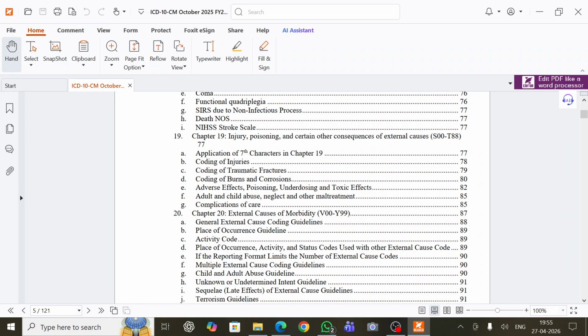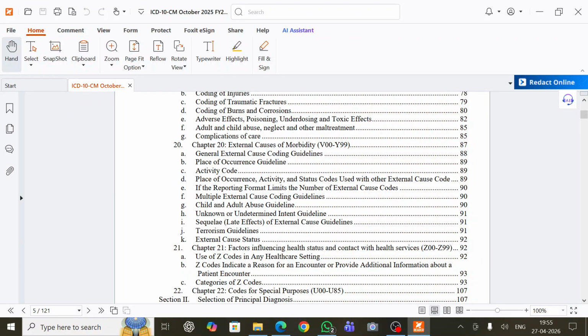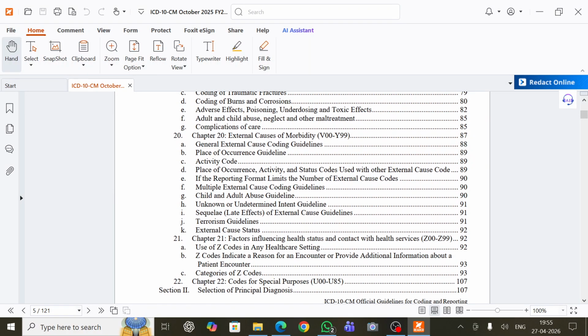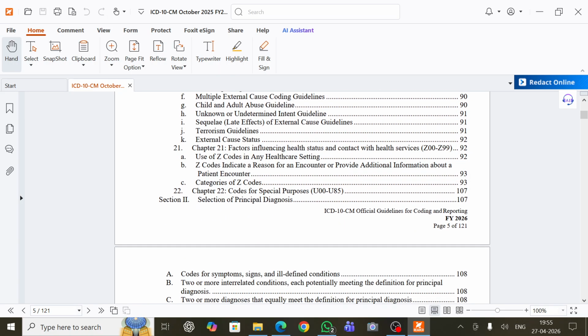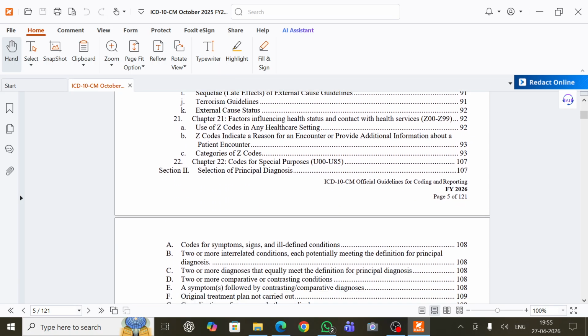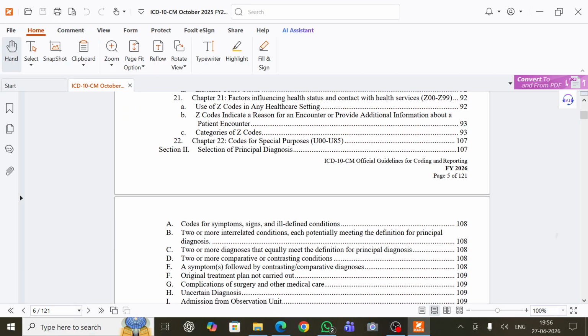Chapter 19, injury, poisoning and certain other consequences of external causes. Chapter 20, external causes of morbidity. Chapter 21, factors influencing health status and contact with health services. Z codes are also included in that. And Chapter 22 is a new chapter added in the ICD-10 for codes for special purposes. After COVID, this chapter was added.